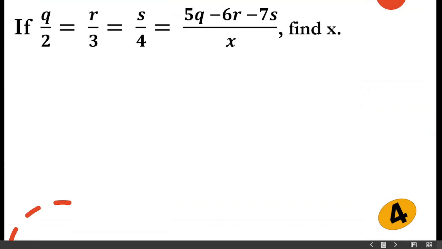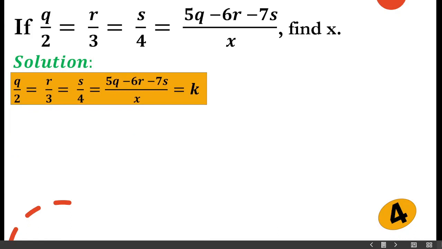Next example. If q over 2 is equal to r over 3 is equal to s over 4 is equal to 5q minus 6r minus 7s over x, find the value of x. Let us equate this given proportion to k. Therefore, our solution is q over 2 is equal to r over 3 is equal to s over 4 is equal to 5q minus 6r minus 7s over x is equal to k.